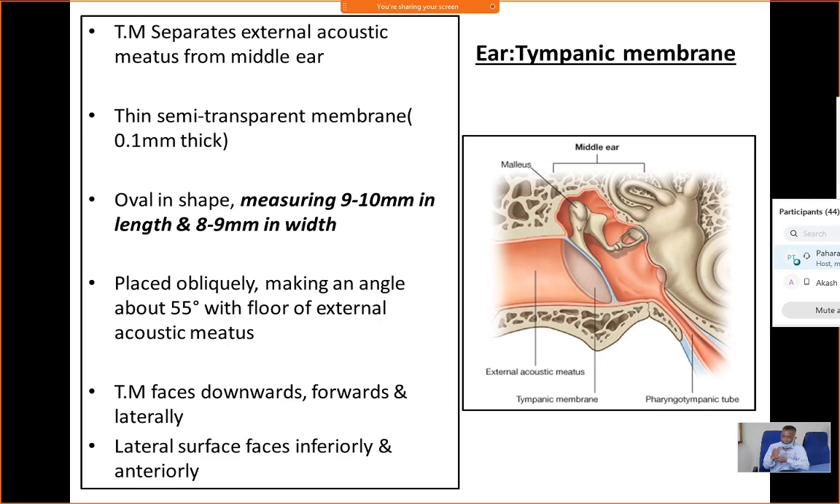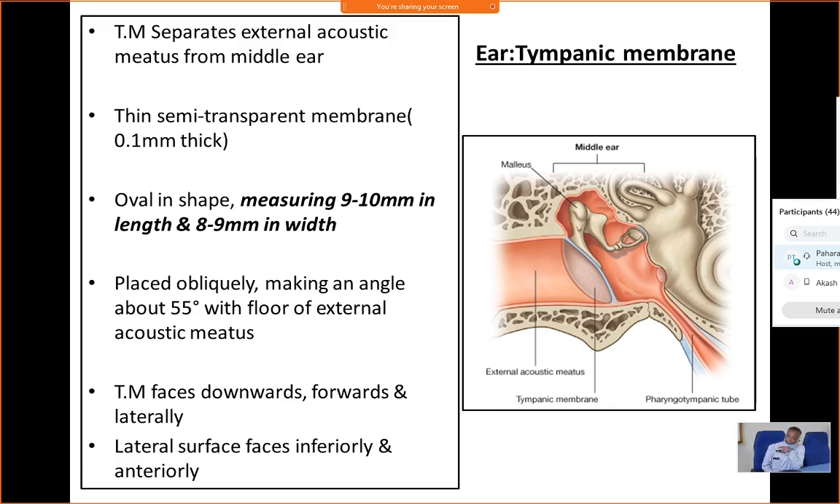It is not facing posteriorly. It is downward, forward and laterally. Then the lateral surface faces inferiorly and anteriorly. So this is the lateral surface, this is the medial surface. The lateral surface faces inferiorly and anteriorly.